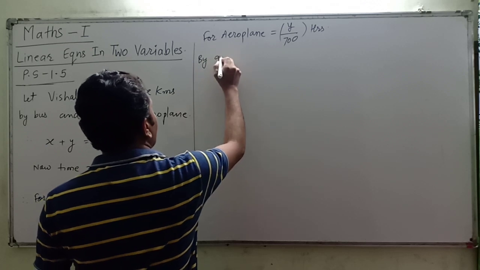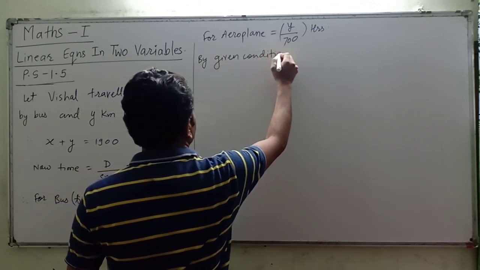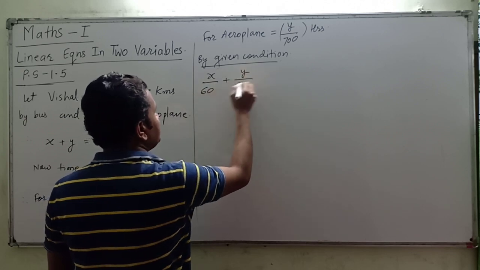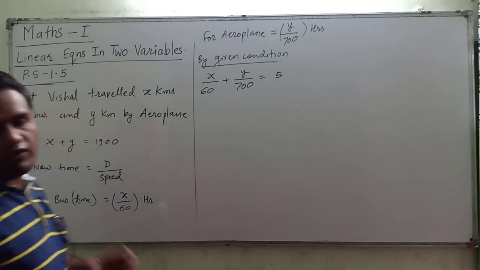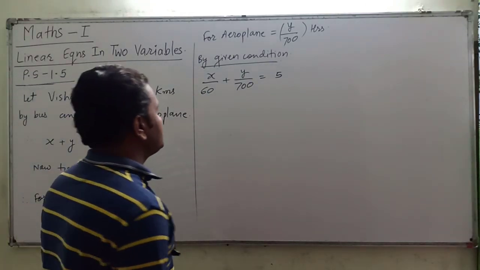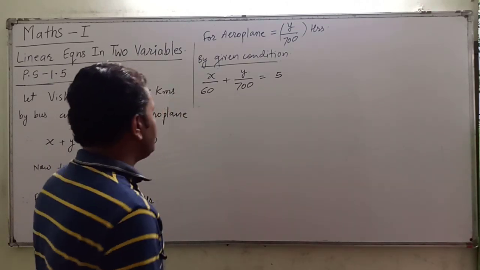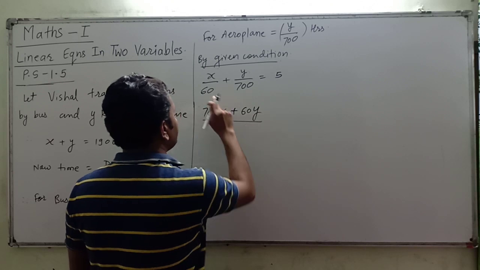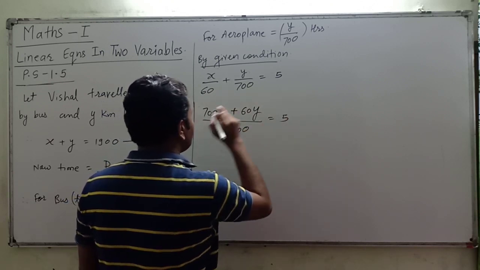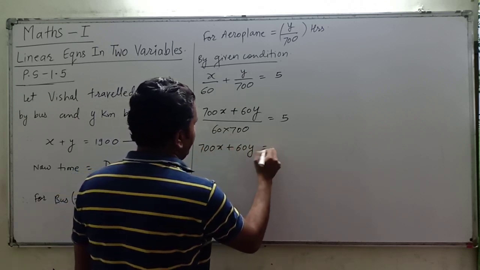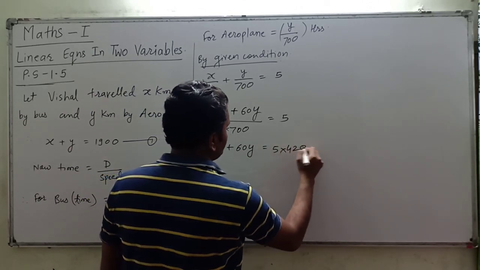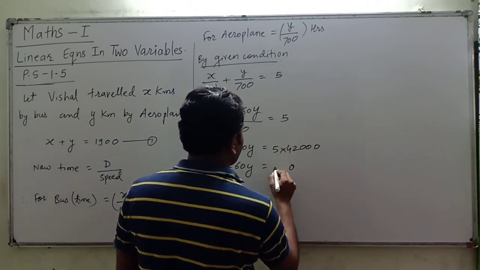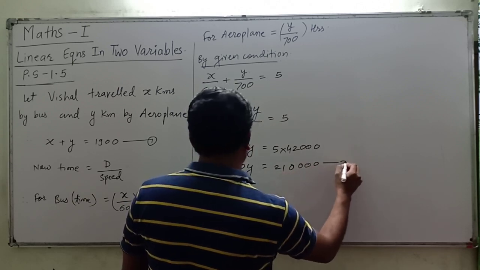Total time we will say by given condition. By given condition, time taken by bus plus time taken by aeroplane, both the times, if you add them, it is given that 5 hours. Now we cross multiply them. Okay, so 700 into x, 700x, 60 into y, 60y, 60 into 700 is equals to 5. Now 700x plus 60y, 6 7s are 42, so 5 into 42000, that is 210000. Call it equation number 3.